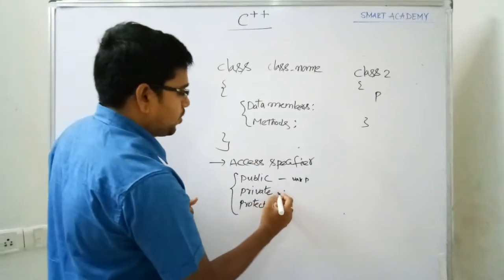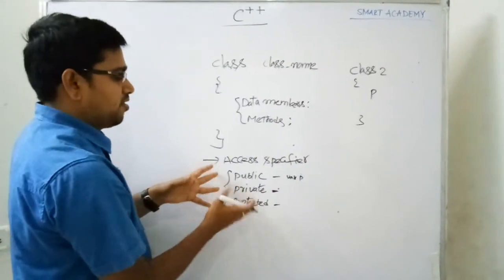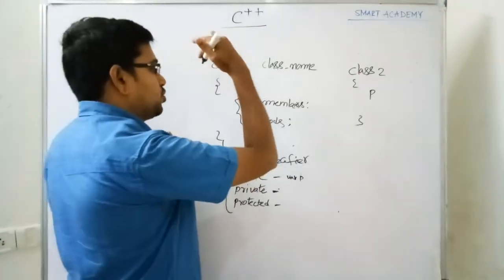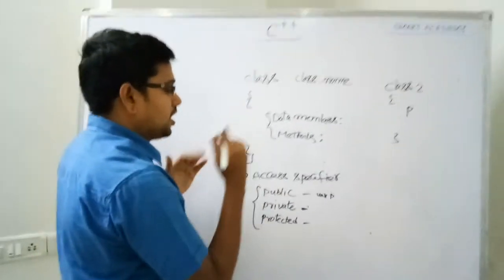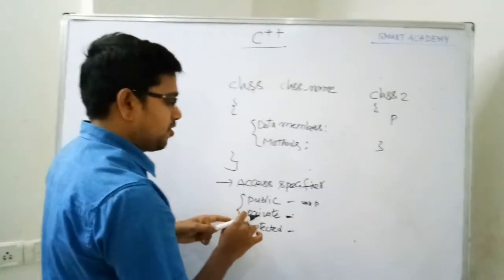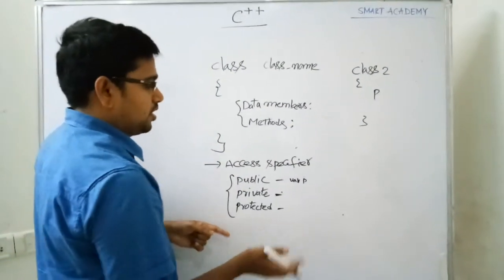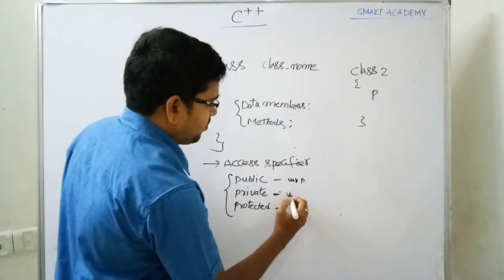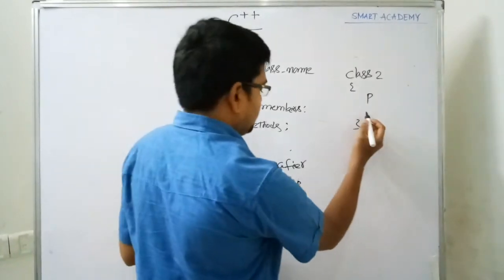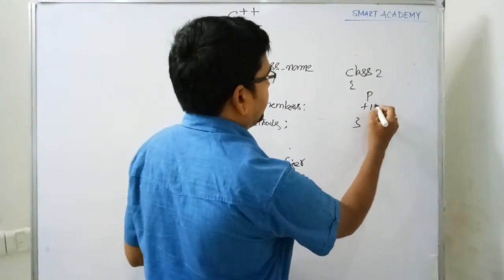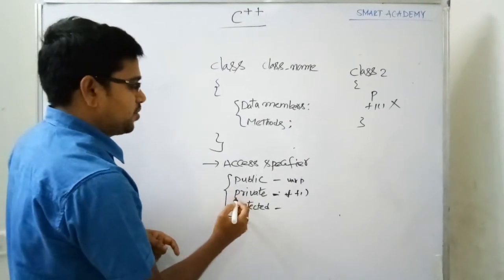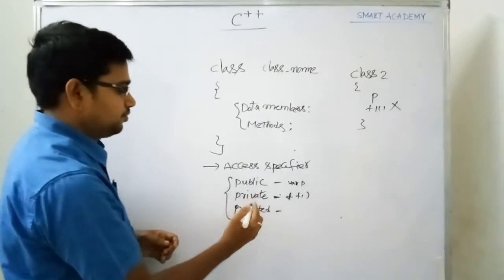Okay, private. The meaning of private is it is visible only to this particular class. You cannot access the data members and methods which are defined as private outside the class. Okay, so if I define a function f1 as private, then I cannot access this f1 here. Accessing f1 is not possible here. So that is the meaning of private.